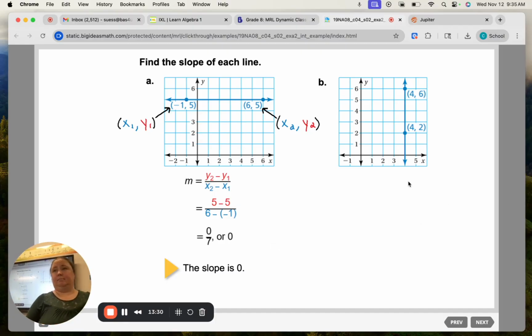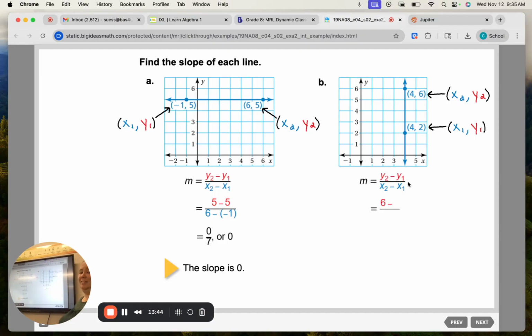We have a vertical line. Okay? So let's take 2 points. Again, they chose the higher point as their 2's, which I recommend. So what is my y2? The y2 is 6. What is my y1? 2. And 4 minus 4 on the bottom. What is 6 minus 2? 4. And what is 4 minus 4?